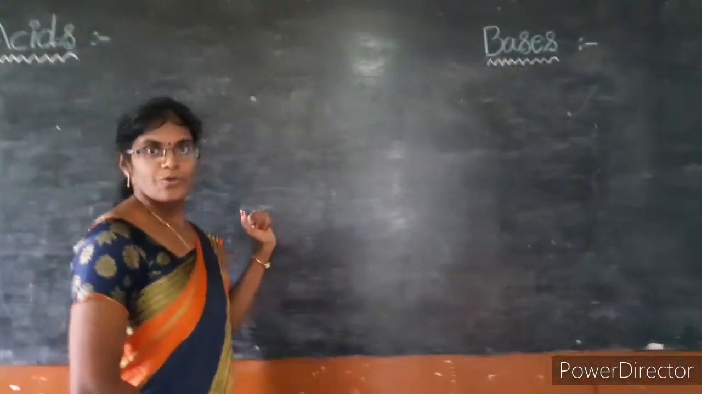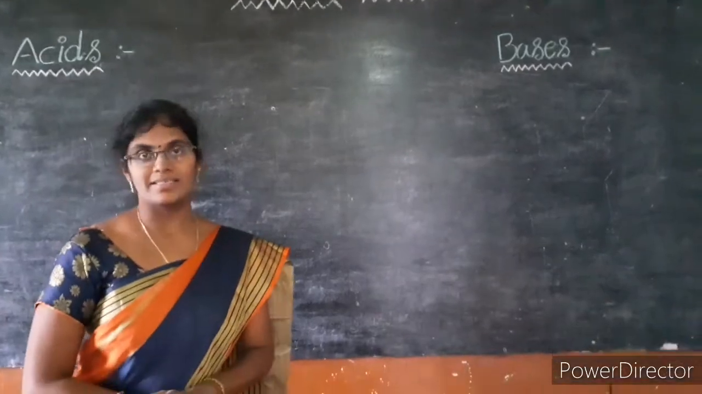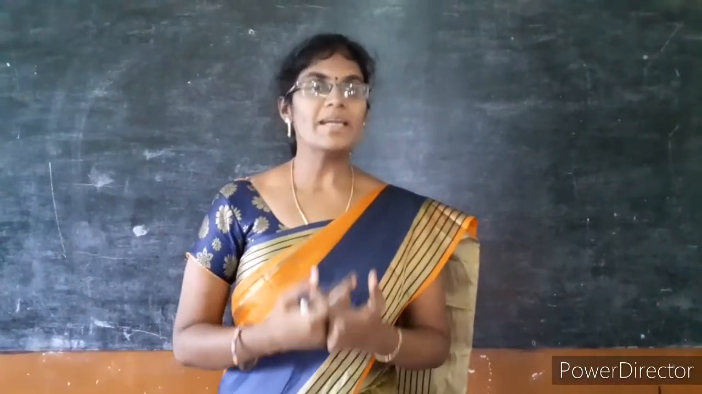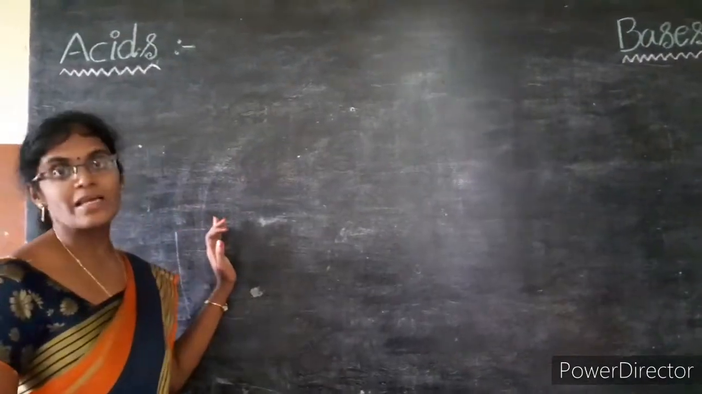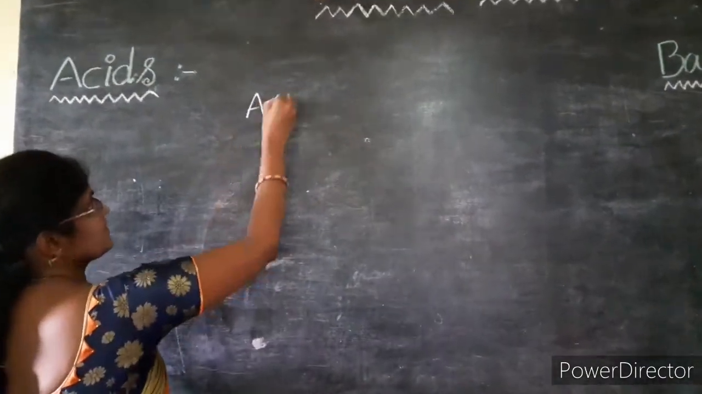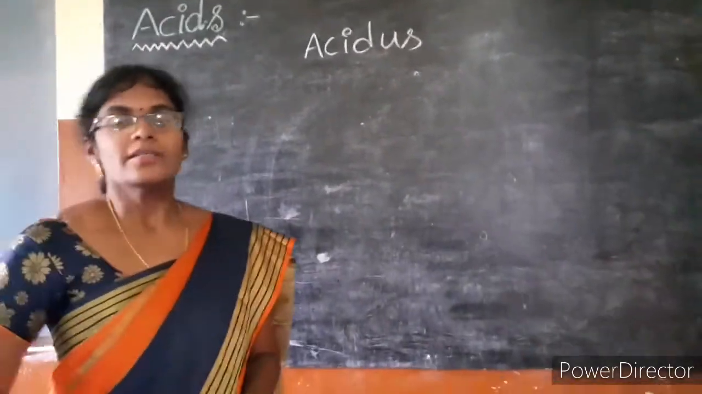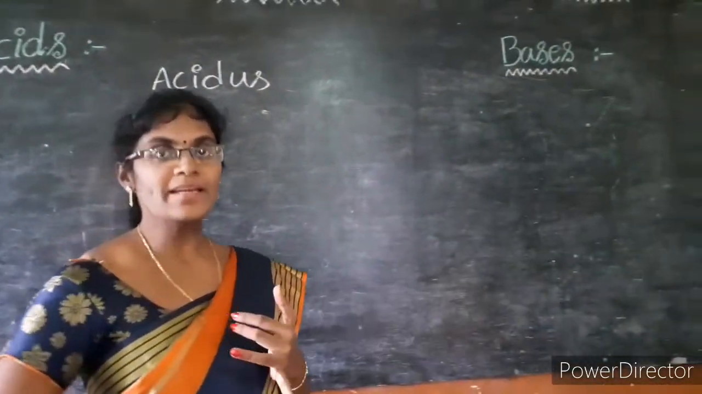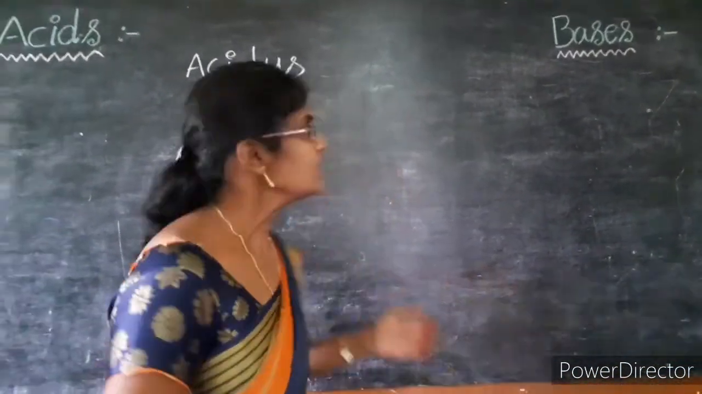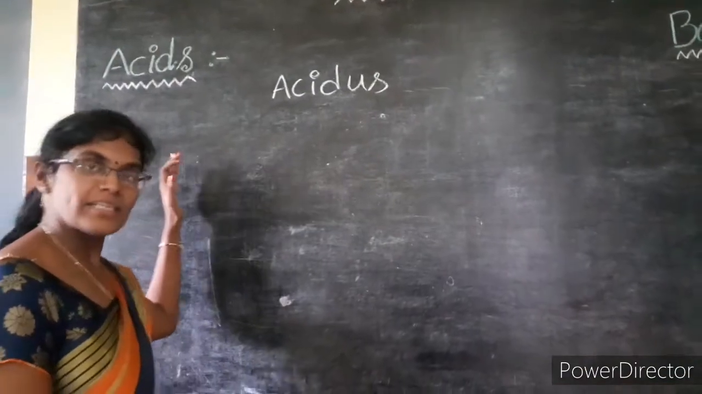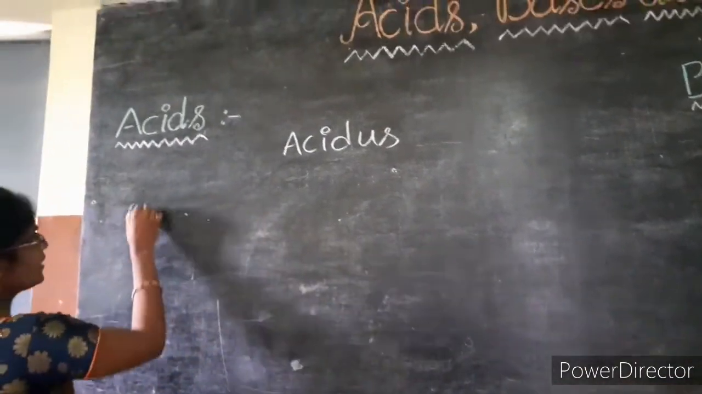In this video, we are going to discuss acids, bases and salts. With this video, you will be clear about acids and bases. The word acid comes from the Latin word acidus, which means sour taste. For example, lemon, tamarind, strawberry and tomato all come under acidic substances. The taste is also sour. So, these are called organic acids.